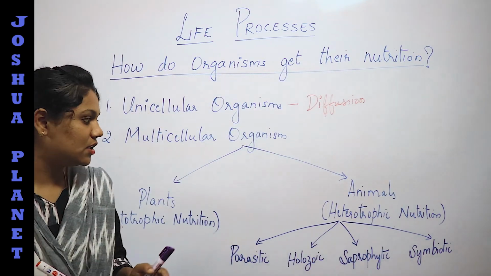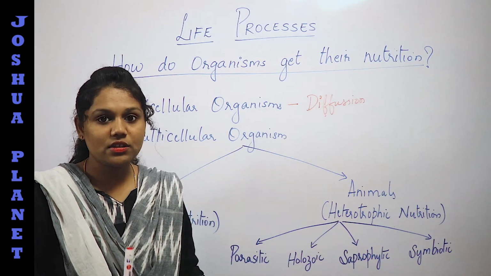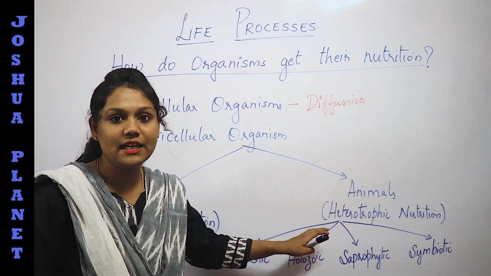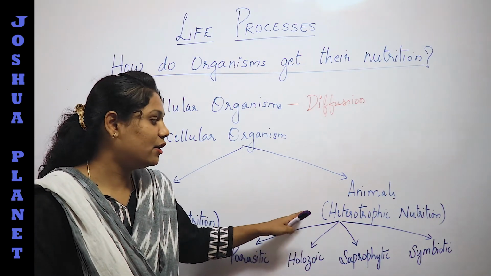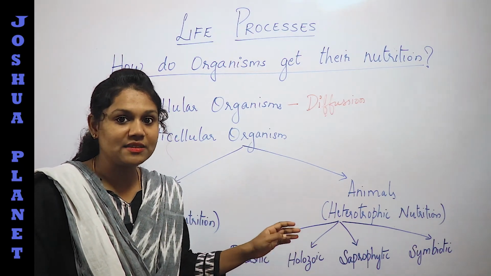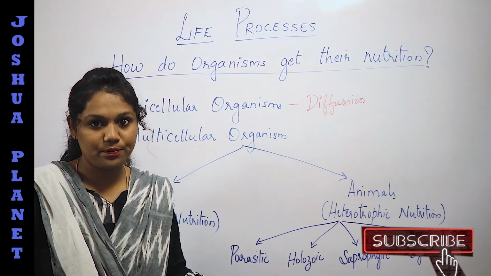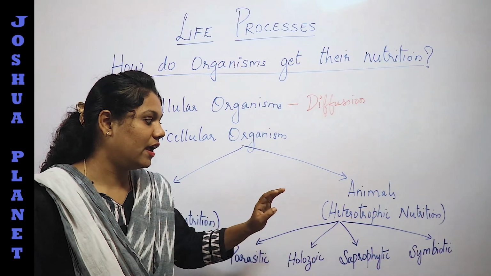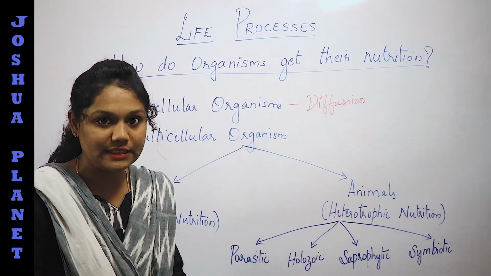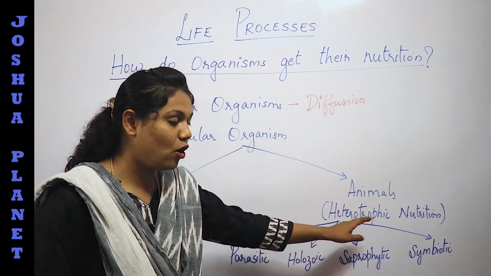But when you talk about animals, animals cannot synthesize their own food. So they will have to depend on plants for food. In animals, you will see heterotrophic nutrition. Heterotrophic nutrition means these organisms depend directly or indirectly on plants for food, right? That is the definition for heterotrophic nutrition. Again, in heterotrophic nutrition, you have different kinds. They can be parasitic, holozoic, saprophytic or symbiotic.